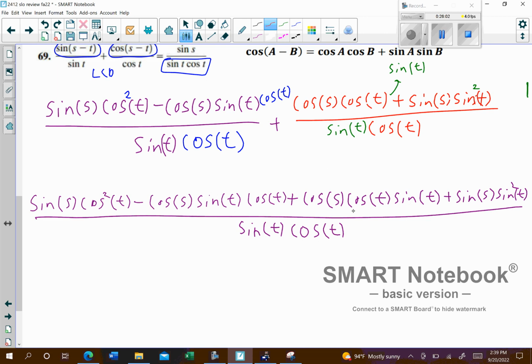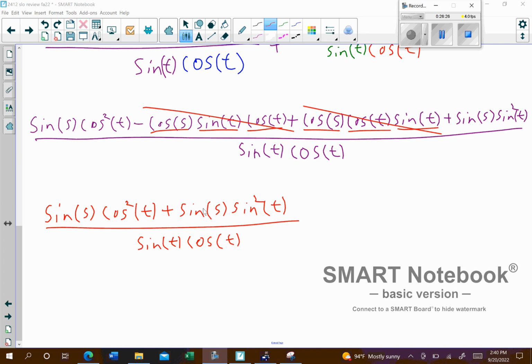It's commutative. You can move them around if you really wanted to, but you can see I've got this here, cosine of s, sine of t, and then cosine of t, cosine of t. And so one of them is minus and one of them is plus. So I'm going to go ahead and cancel those out. And then I'm going to go ahead and write what we have left.